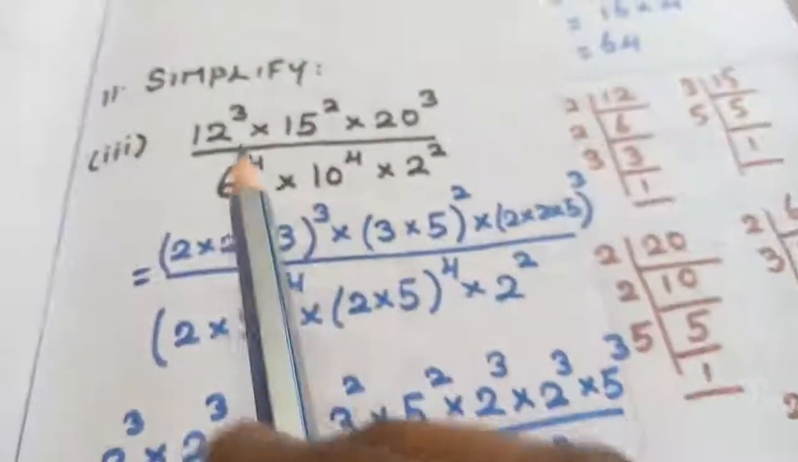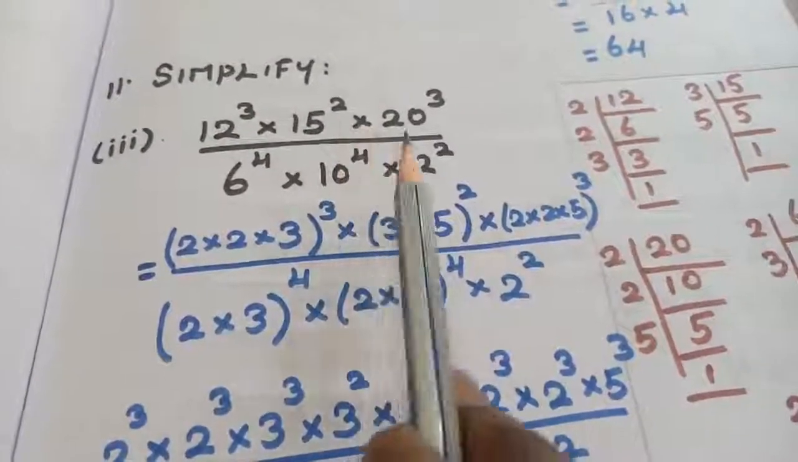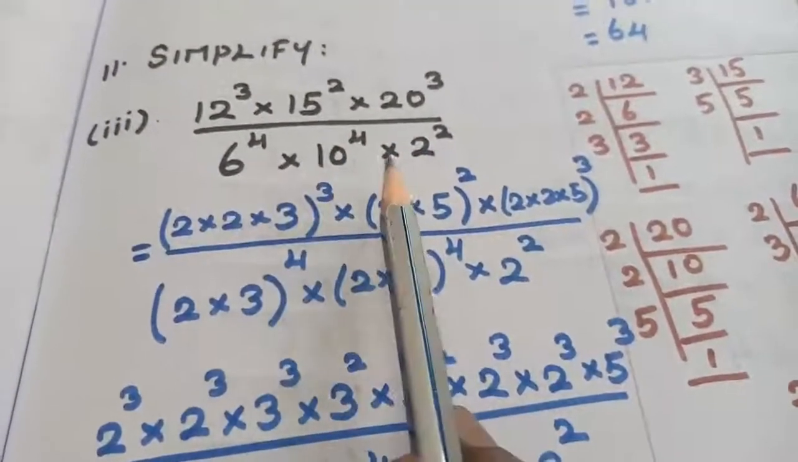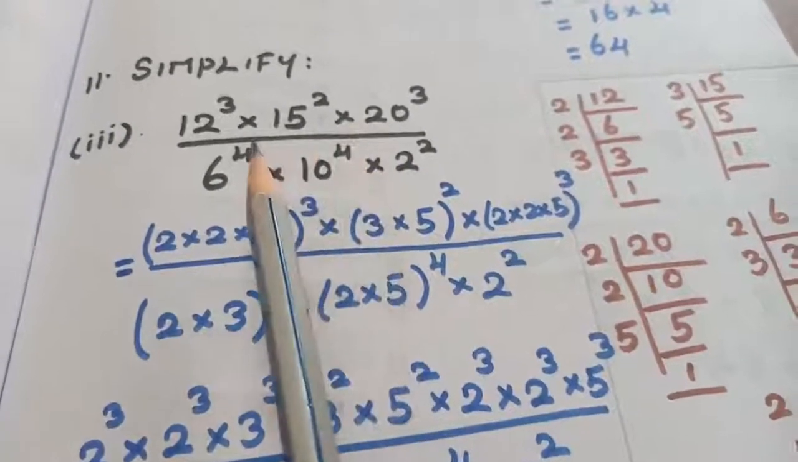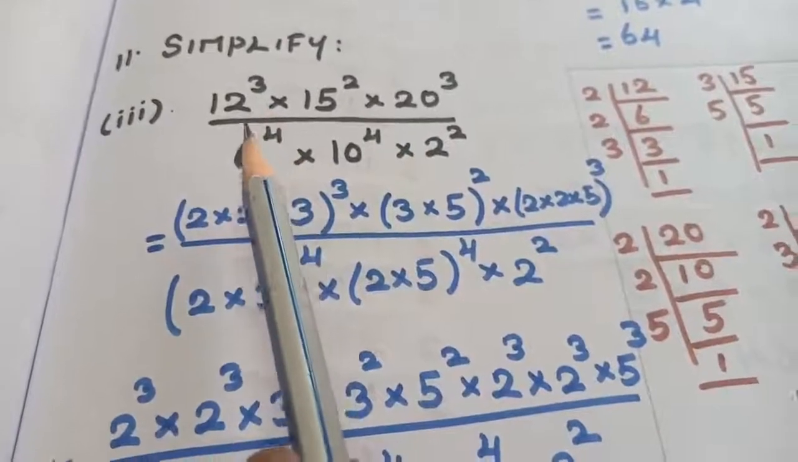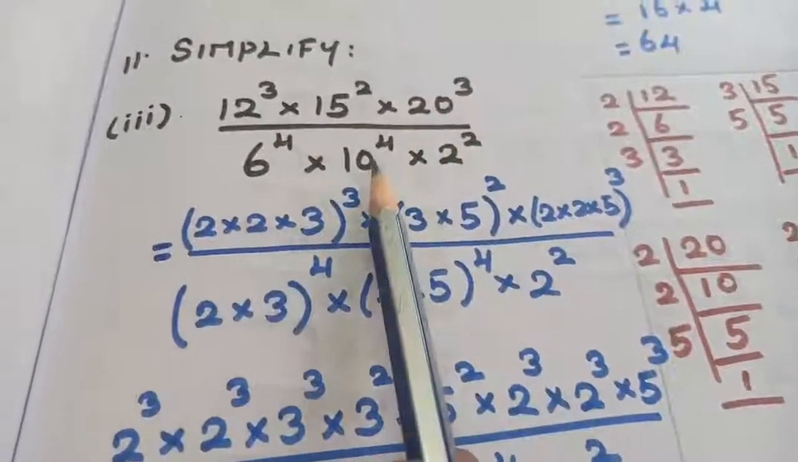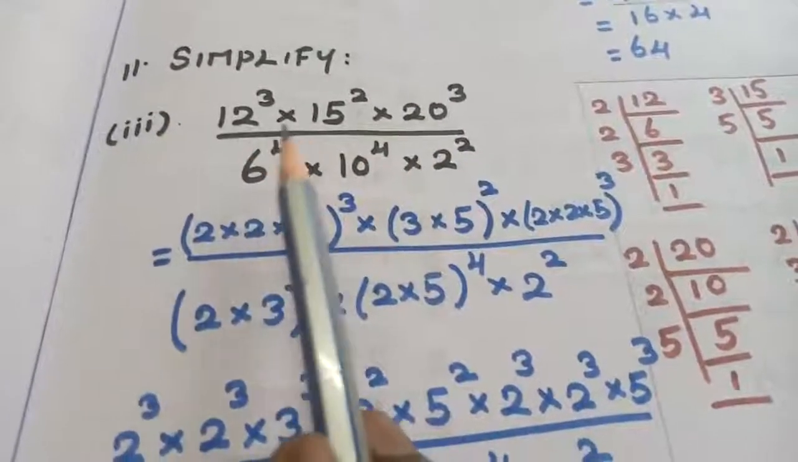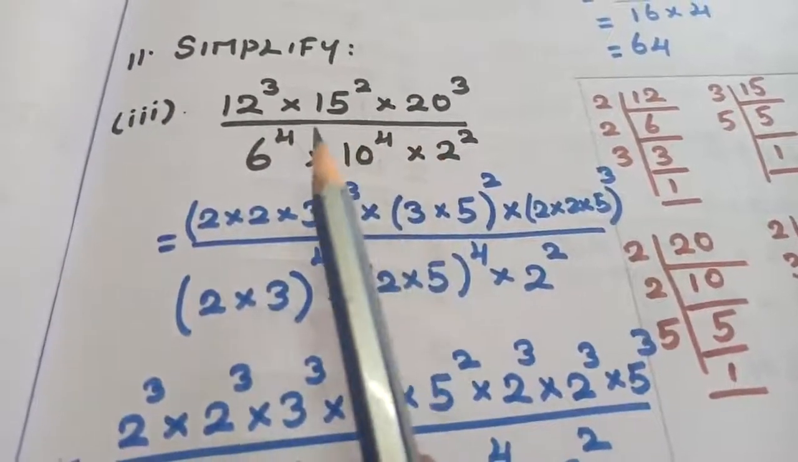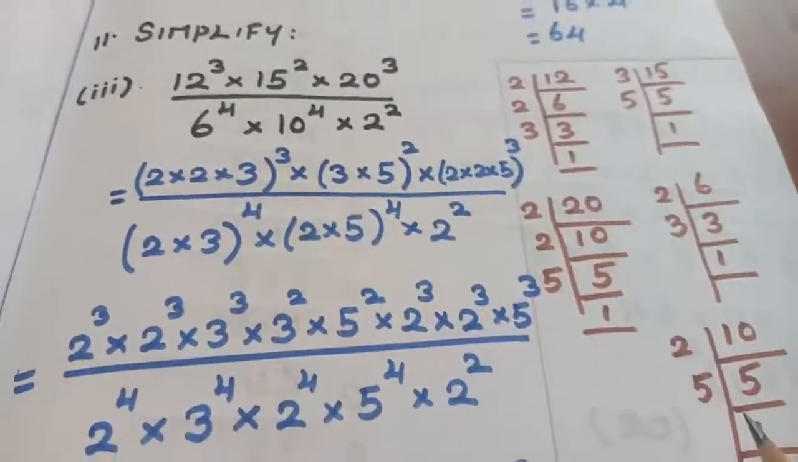Coming to question number 11. They are asking you to simplify this particular value. So they have given you some numerator value and denominator. What you are going to do is, always keep this idea in your mind, students, that is, take the base values. If you see 12, 15, 20, 6, 10, 2, I am going to convert all the bases into prime numbers. That is, you are going to find the factors separately for each base.